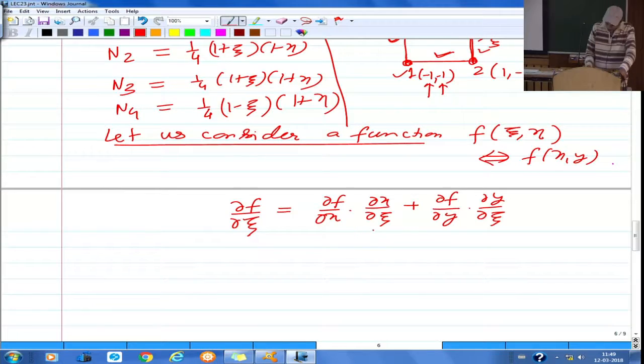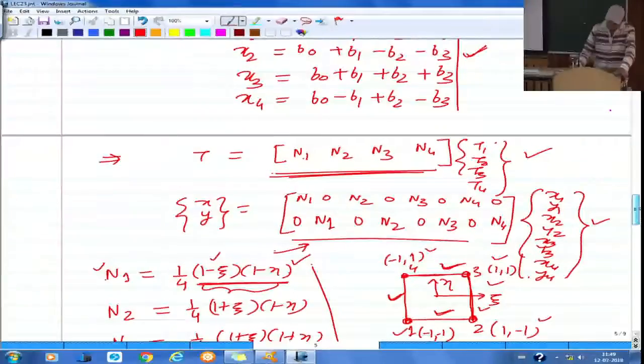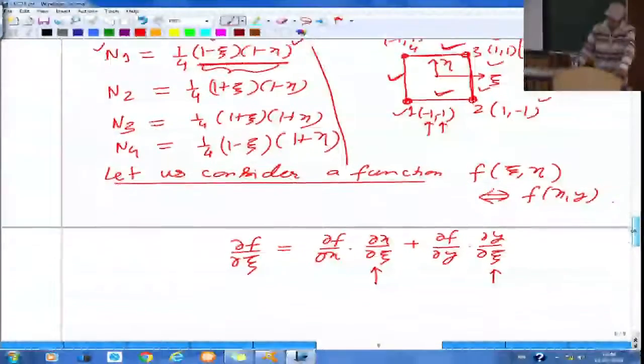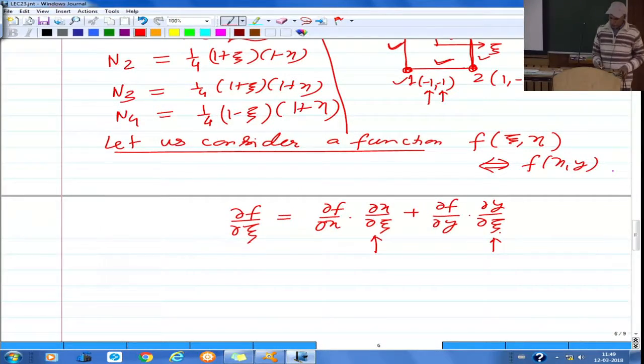But the reason is, if you look at this particular form, I have these available directly and explicitly, because we have expressed x in terms of xi and eta, and y in terms of xi and eta. So from this relationship I can easily evaluate del x by del xi, del y by del xi, del x by del eta, del y by del eta. So they are easily available. We can evaluate them. That is why we actually use this form.